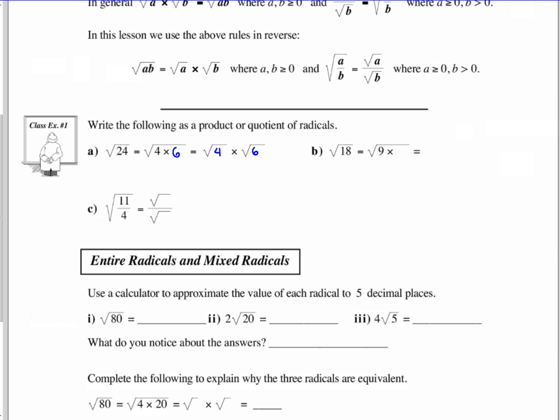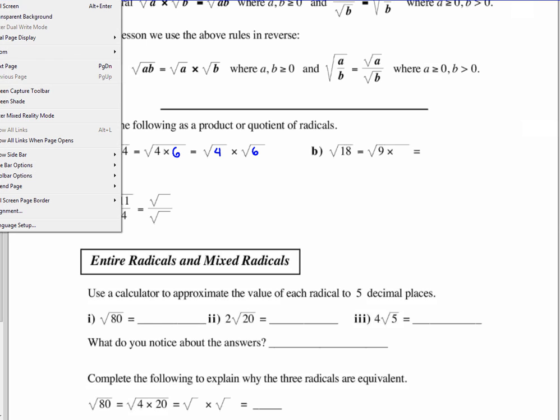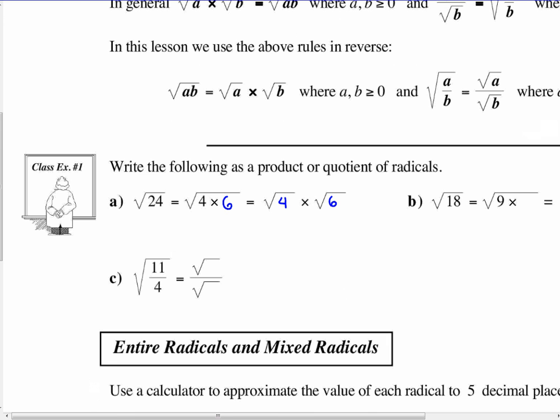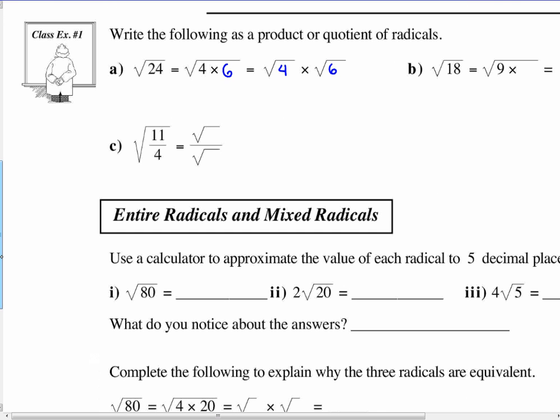Okay, so that's important. We do that because what is the square root of 4? It's 2. So 2 times root 6, we can write that instead as 2 root 6. You wouldn't write the times symbol, you don't need to write the times symbol.